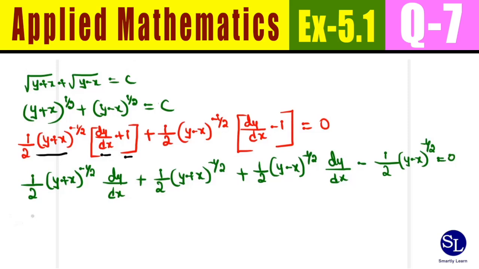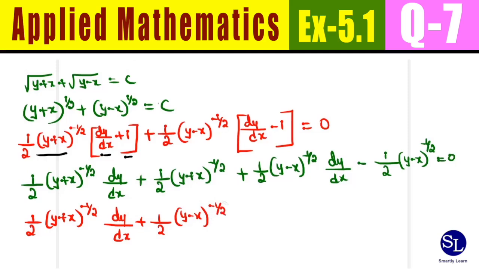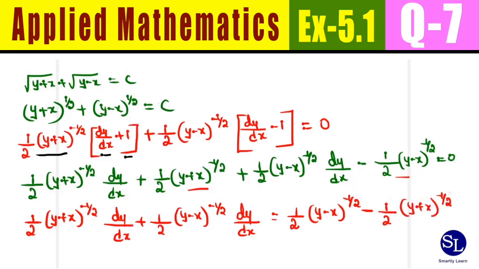So let's do that. So this is half into y plus x to the power minus half dy by dx plus half into y minus x to the power minus half dy by dx. I've just retained the dy by dx terms here. Let's move this term and this term to the other side. So in this case, this is negative. So when it goes there, it is positive. So 1 by 2 into y minus x to the power minus half minus 1 by 2 into y plus x to the power minus half.